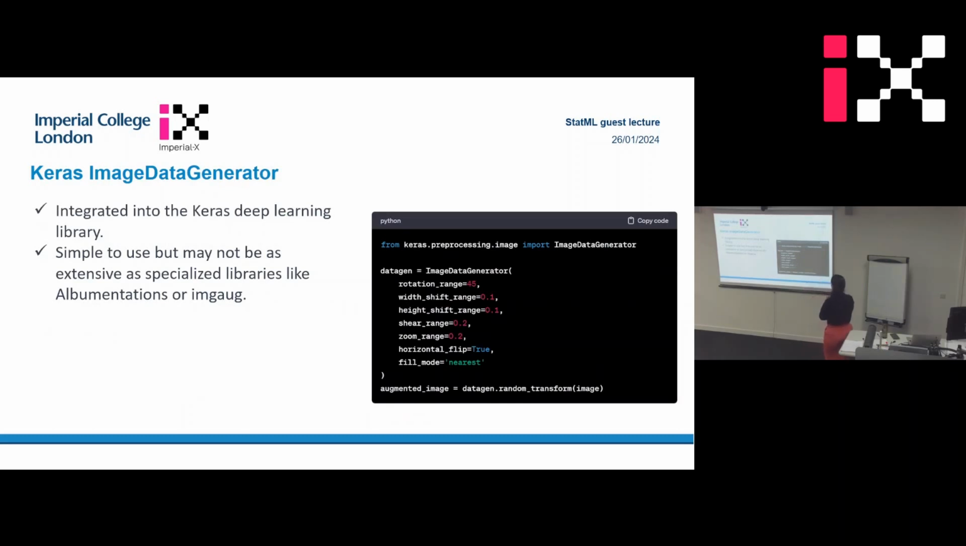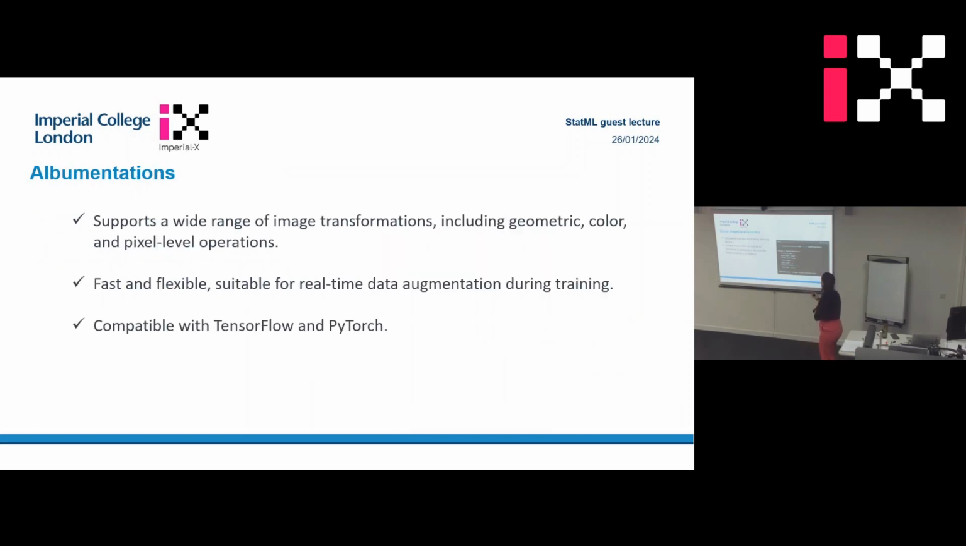The Keras image data generator, if you're already using Keras for the rest of your model, then it would make a lot of sense to keep using it. It's very simple to use. The idea here is basically the same: you're giving it different transformations, but it's not as extensive as the other two. But if what you're trying to do is simple, then probably that's good enough.